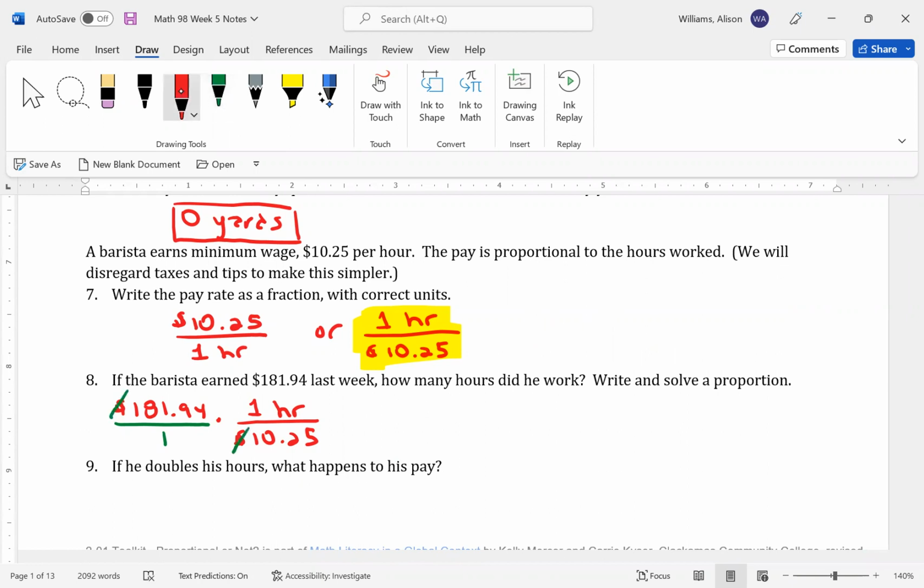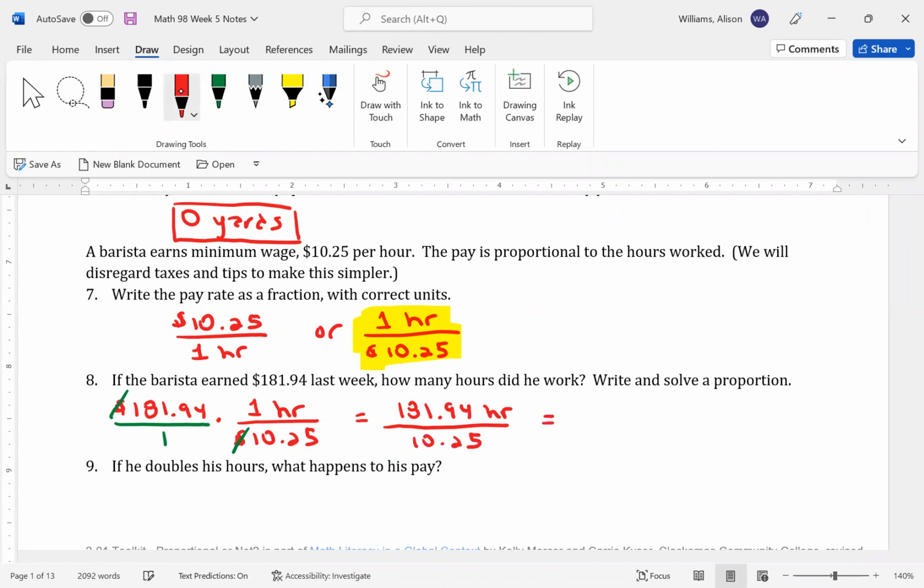And what I'm left with is 181.94 times 1 is just 181.94 hours. So hours are staying. And 1 times 10.25 is just 10.25. No units in the denominator. So I'm going to be left with hours, which is what I wanted.